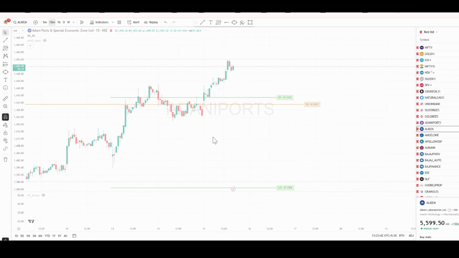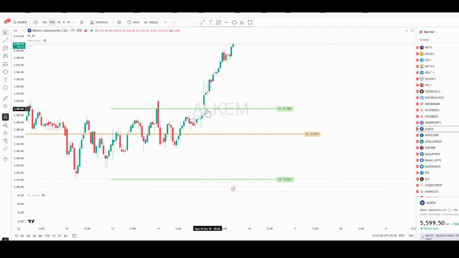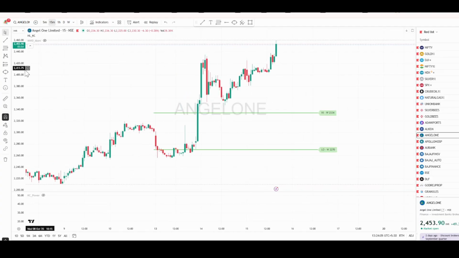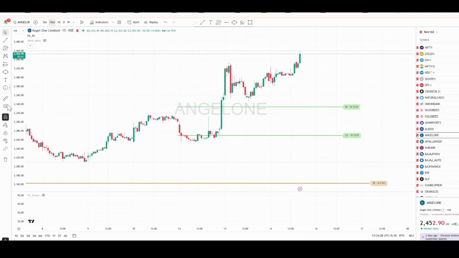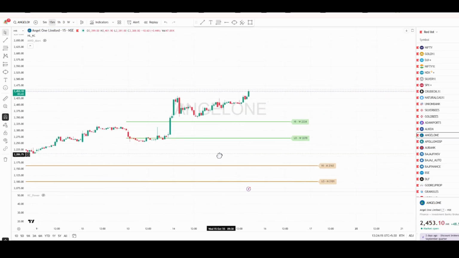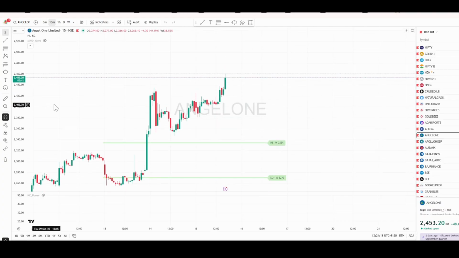The same way, look at Alkem, for example. This morning the first candle closed, and then we see it went from 5,500 to 5,600, so almost 100 rupees. Or for example, Angel One. Yesterday itself it crossed and closed above this, and that movement is continuing. Here you are not able to see the monthly level because the price already crossed the monthly level in the first week of October itself. That's why the momentum seems to be maintained and the upside is happening.